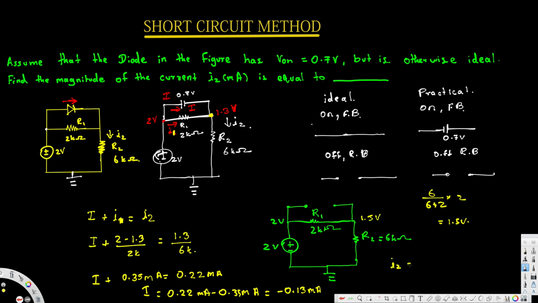Therefore, I2 is going to be 1.5 minus 0 divided by 6K. So this is going to be 1 over 4, that means 0.25 milliamperes, because if you divide anything by K, that's going to be milli. So that's going to be the I2 current. I2 is equal to 0.25, and the unit is already milliamperes, so this is 0.25 milliamperes. And that's how we do this kind of problem.